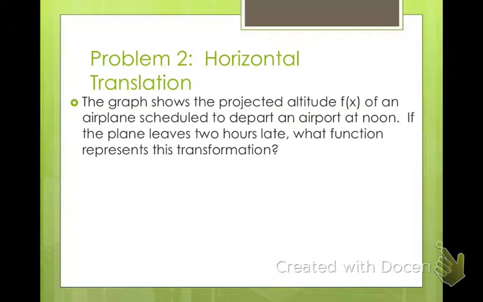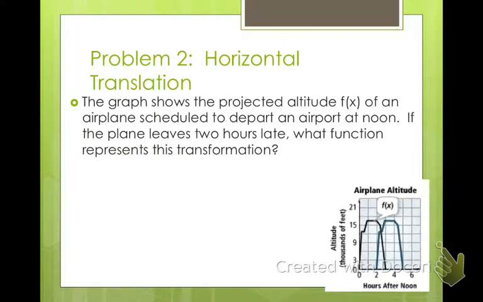Okay, we also have horizontal translations. These are going to be the ones that move them left and right. So I have a picture here of airplane altitude. It shows the takeoff, the staying in the air, and the landing. So it's a flight that looks like it's about 3 hours long. It says, if the airplane leaves 2 hours late, what function represents this transformation? Well, if we leave 2 hours later, obviously we're going to have a 2 hour later start, so we're going to go ahead and just move it 2 units to the right.